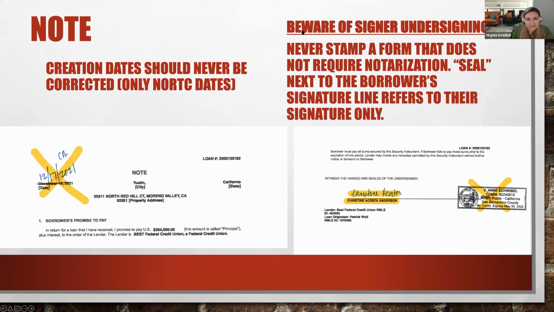So yeah, the note, most important document, like we covered, you don't stamp the note. That seal there, it'll say sealed, kind of covered here because I stamped it. That seal is just referring to the signer's signature. So when you see seal next to the borrower's signature line, this is only referring to their signature. You technically, legally can't stamp things that aren't notarizations, and the note does not have a notarization.